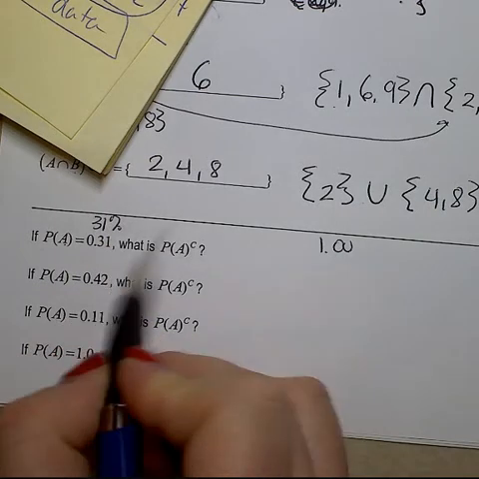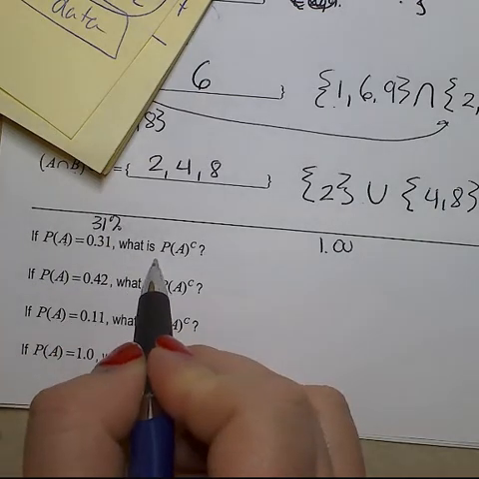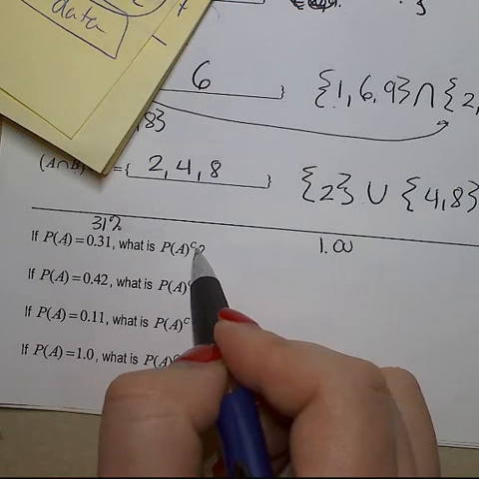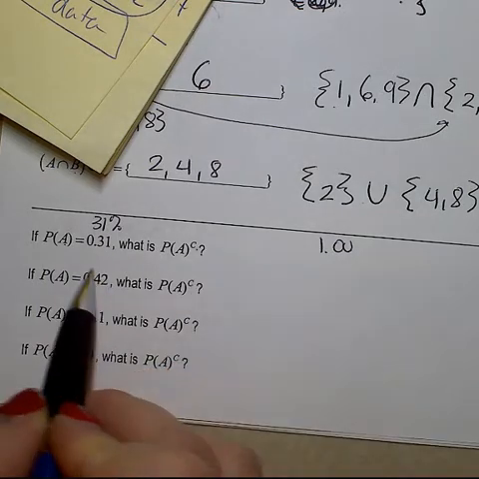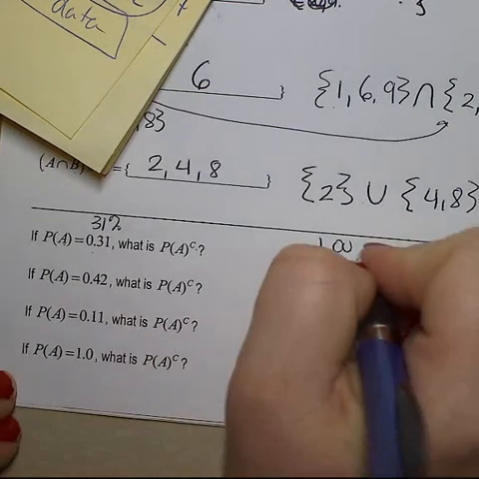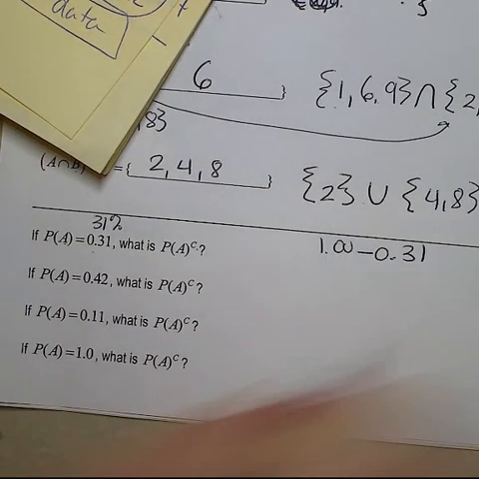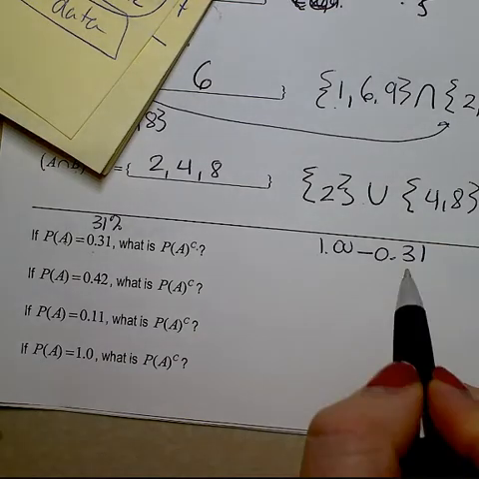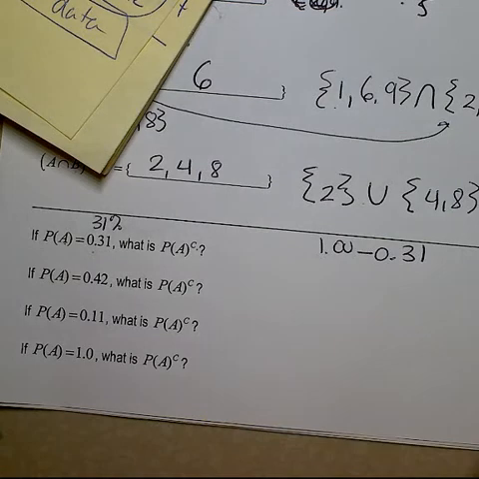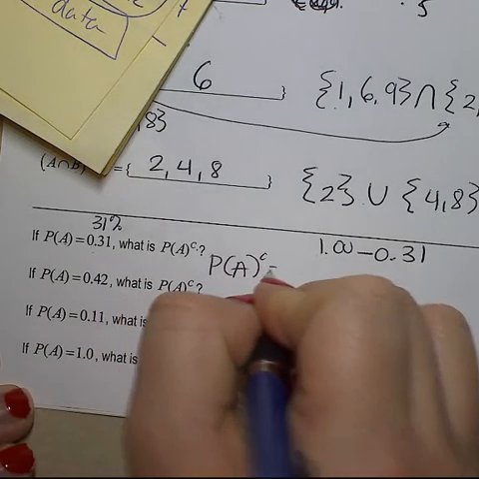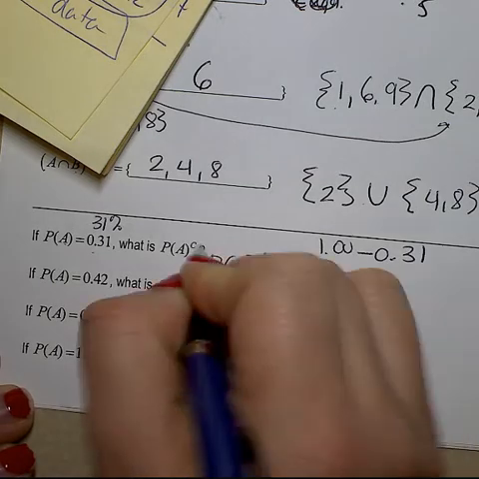Now they say, what is the probability of A complement? That means everything other than A. So to get that answer, you take 1.0 and you subtract what this number is. And oftentimes students feel more comfortable when they think of change. You take $1, you subtract 31 cents, what are you left with? So here we go, writing this out, and this is how you write it correctly. Done.